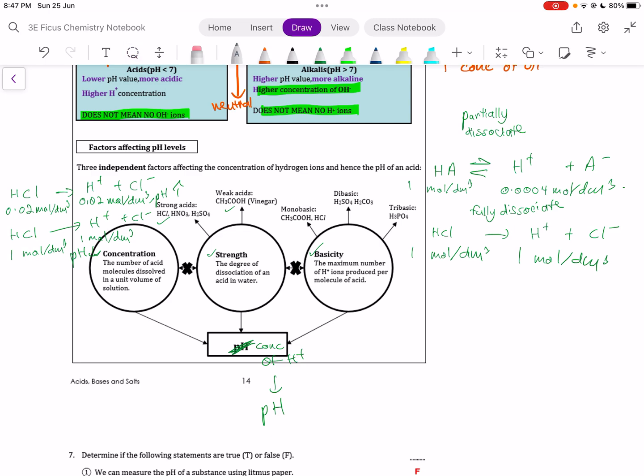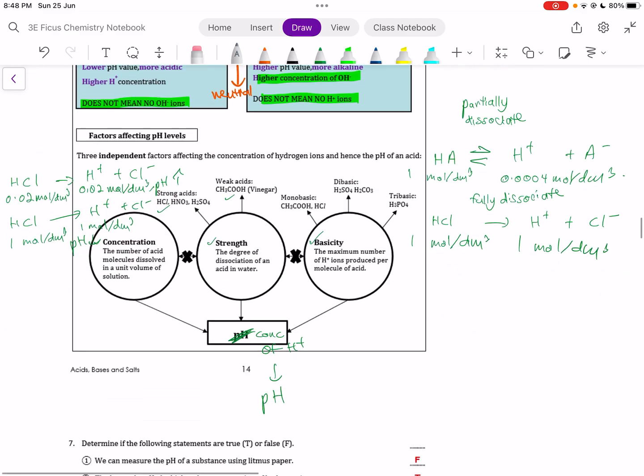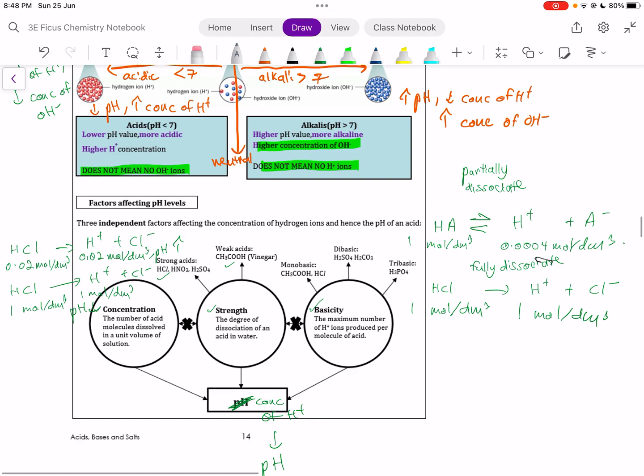So you can see how strong the acid is. This one, the concentration of H plus is higher, so the pH will be lower, but for the weak acid the pH will be slightly higher. That's why weak acid is always around 3 to 4. So you must be able to link the idea of strength to concentration of H plus, and then in turn link it to its effect on the pH. So 3 things to link together.